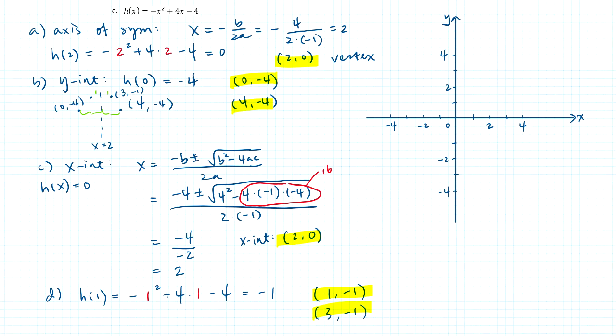Now plotting all the points, I have the vertex being (2, 0). That should be my turning point. And then I have the y-intercept as (0, -4), which is down here. And then I have (4, -4) being its mirror image. Then I have (2, 0) again, so I can't use that as a separate point. So right now I have 3 points, and I need 2 more points. Then we have (1, -1), which would be over here. And then (3, -1) will be over here.